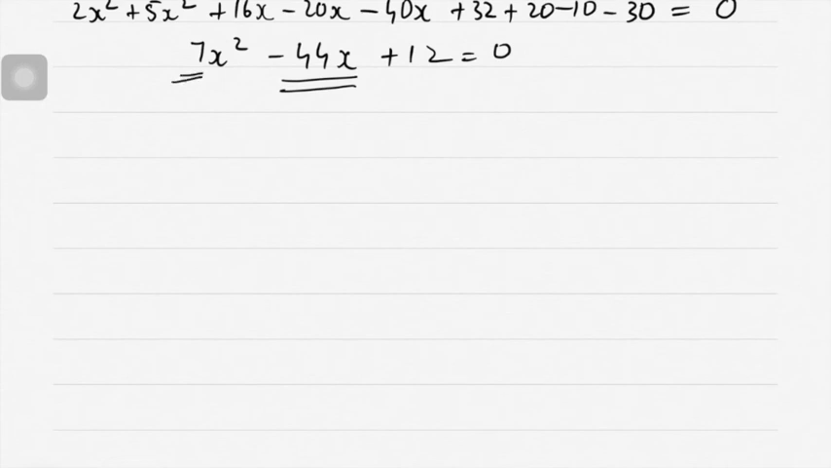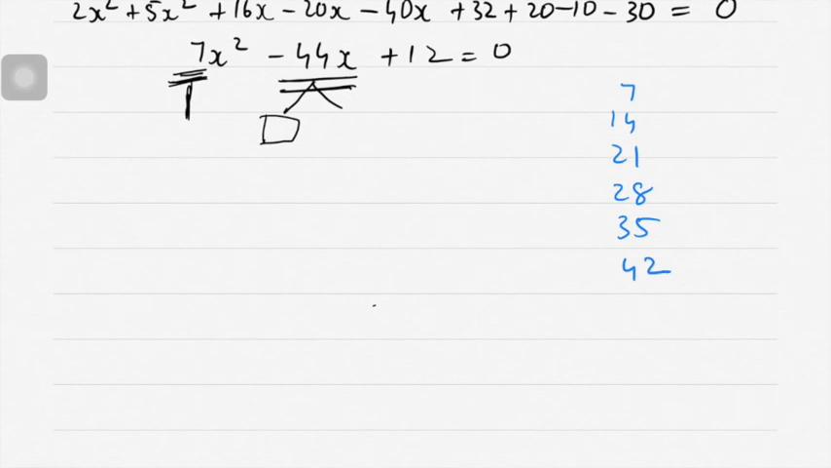Now because this first number is 7, I want to make sure that the second number is a multiple of 7. When dividing this, the number has to be a multiple of 7, then only you can take 7 out. So let us see the multiples of 7: 7, 14, 21, 28, 35, 42 and so on.